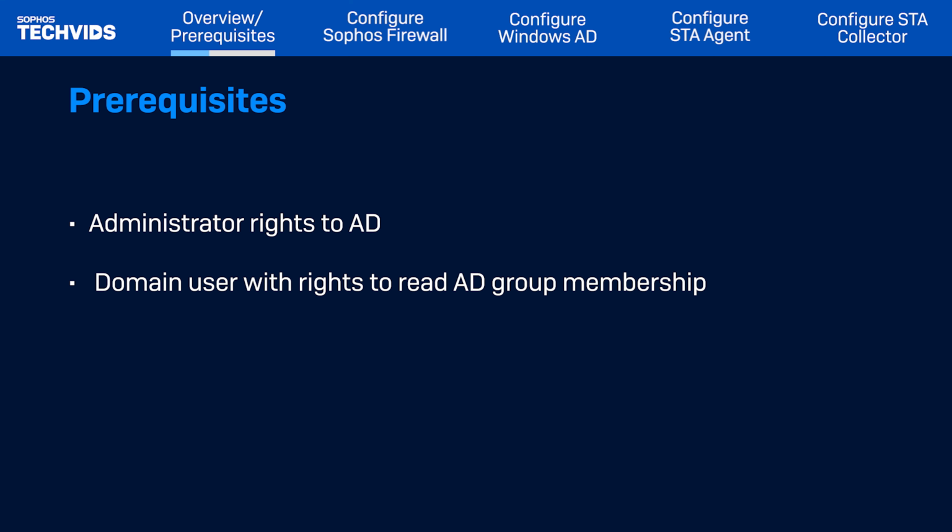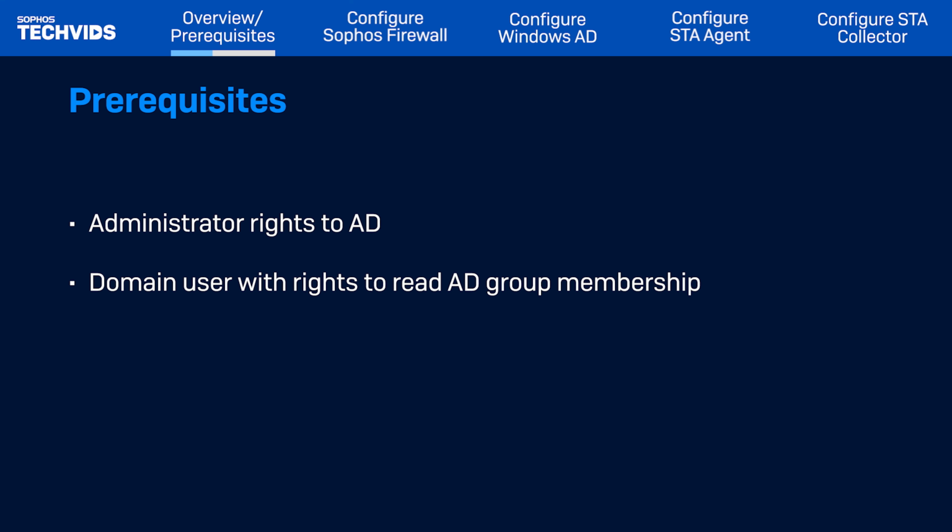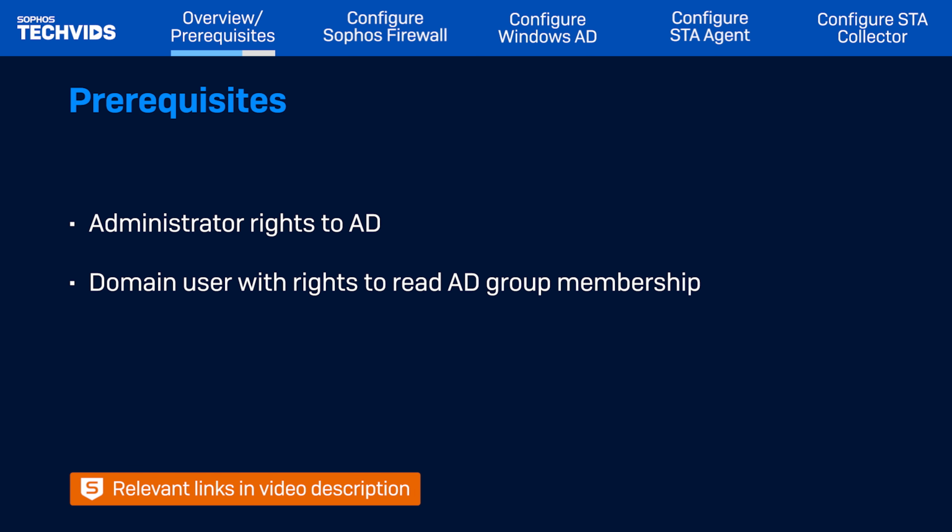Before we begin, ensure that you have admin rights to access your Active Directory. You'll also need a domain user with permission to read AD Group membership and rights to log on as a service. Sophos Firewall needs to be integrated with Active Directory to work, and groups from your AD should also be imported into your firewall. We won't be covering this process in the video, but if you haven't integrated your Sophos Firewall with your AD, a link to the tech bit can be found in the description.